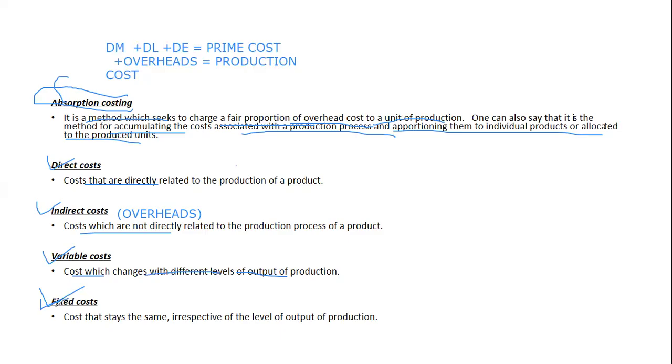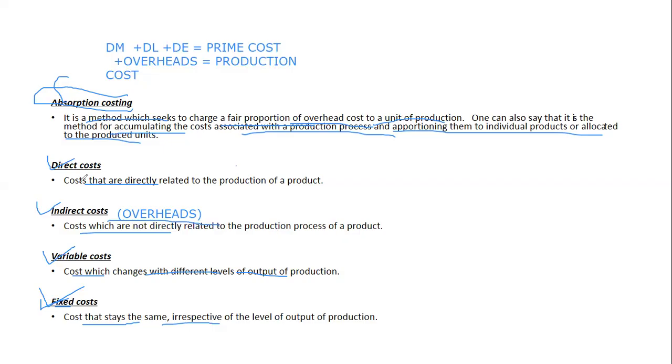And you have the fixed costs, which are costs that stay the same regardless of the level of output of production. Now, with the fixed costs, they do not change. They always remain constant, regardless of the output produced. Okay, so which means if you are producing more, this cost will remain the same. Now, variable costs and fixed costs do form part of the indirect cost, which is what you call overheads.